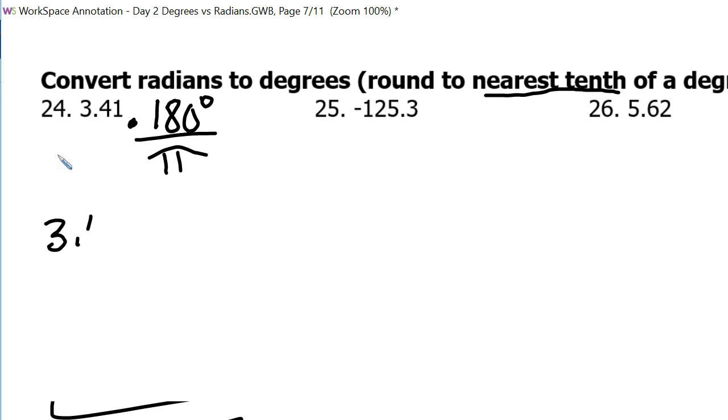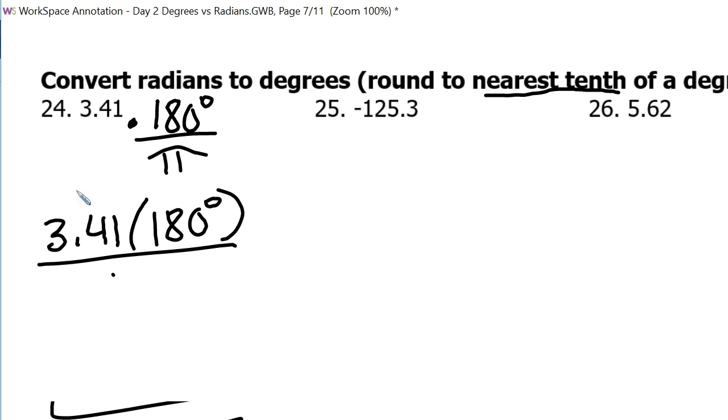Next section, we're still doing the same thing. We're still going from radians to degrees, but now they want us to round to the nearest tenth. So that means we'll have to put these in the calculator. If you're going from radians to degrees, you still need to multiply by 180 degrees over pi. But this is all calculator work. So we need to multiply 3.41 by 180 degrees. Don't use the degree symbol in the calculator. And then divide by pi.